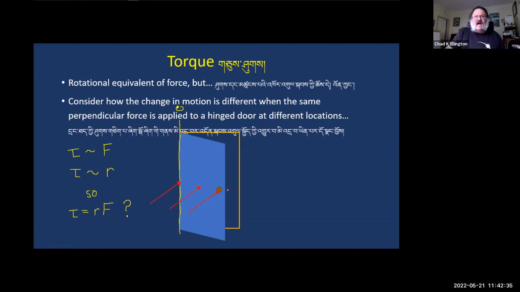And what I'm getting at is what would happen if I pushed against the door, but pushed on the edge of the door toward the axis.